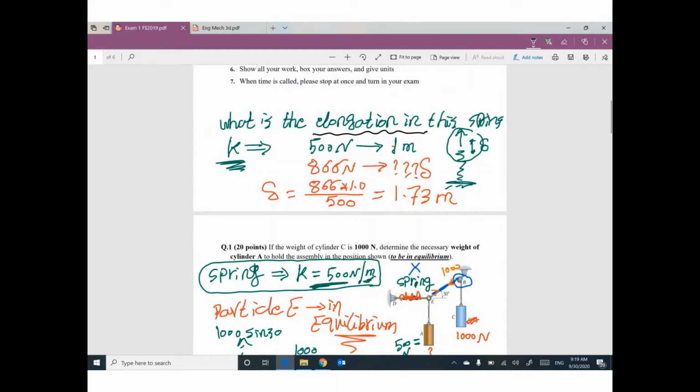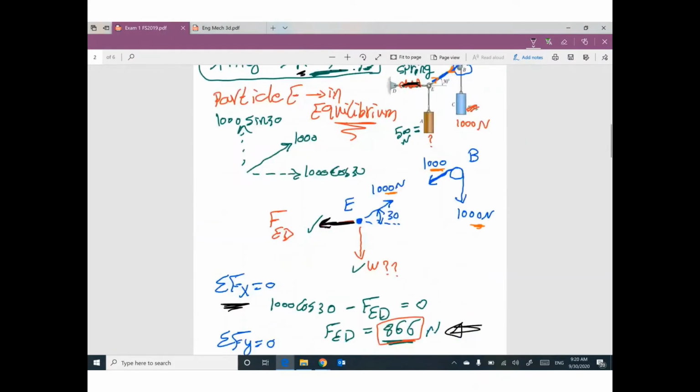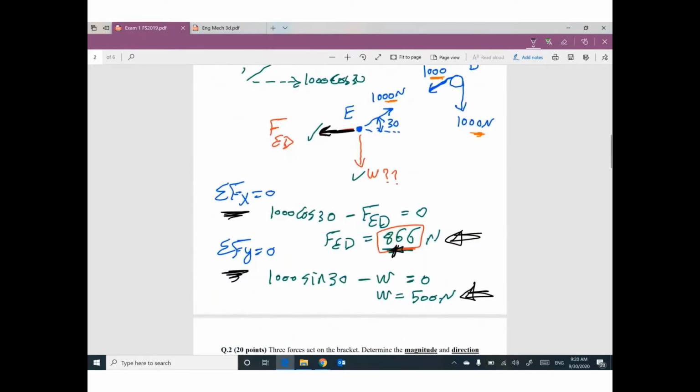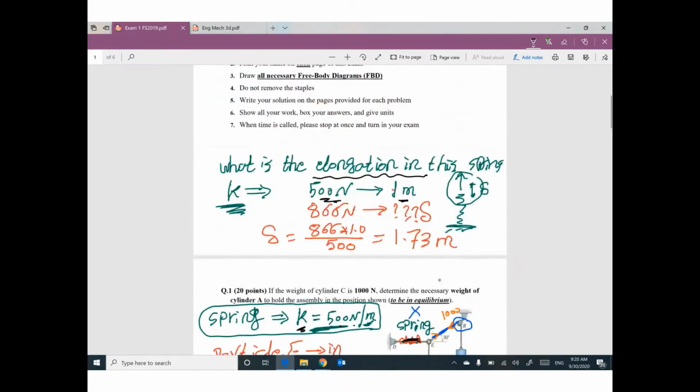Okay, so go ahead and search for the stiffness. It's given, 500 Newton per meter. That means we need 500 Newton to make a 1 meter stretch. But the actual force in this spring, based on your calculations, is 866. So if you have a force of 866, what will be the elongation? So you can do some calculations: 866 times 1, divided by this number, so I can figure out the value of elongation, or delta.